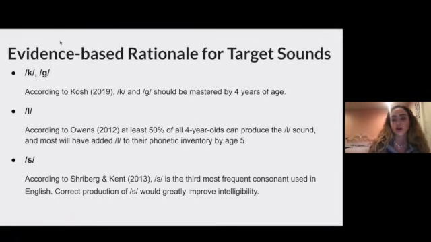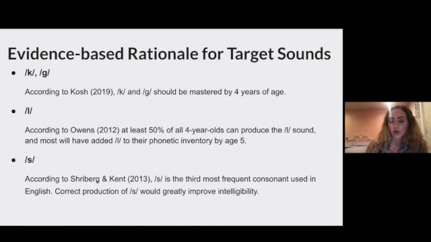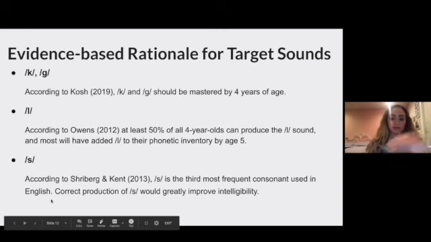Some evidence-based rationales for the target sounds: ka and ga. According to Kosh, ka and ga should be mastered by 4 years of age. The l sound, according to Owens, at least 50% of all 4-year-olds can produce this sound, and most will have added L to their phonemic inventory by age 5. And lastly, S. It is the third most frequent consonant used in English, and the correct production of S would greatly improve her intelligibility.